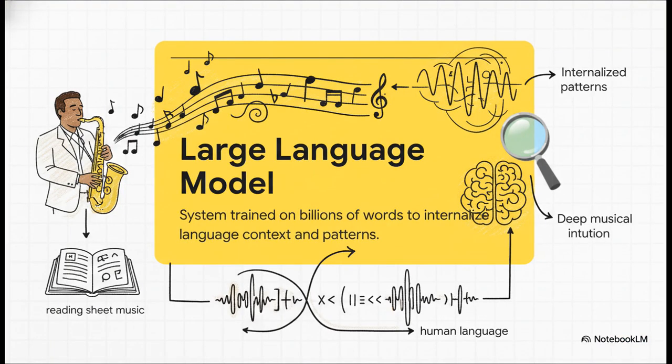powerful. The technical term for Claude is a large language model, or LLM. Simply put, this is a system trained on billions of words to internalize language structure, context, and the relationships between concepts probabilistically. But okay, that definition is pretty dry. Yeah, a bit dense. So let's use a relatable analogy.